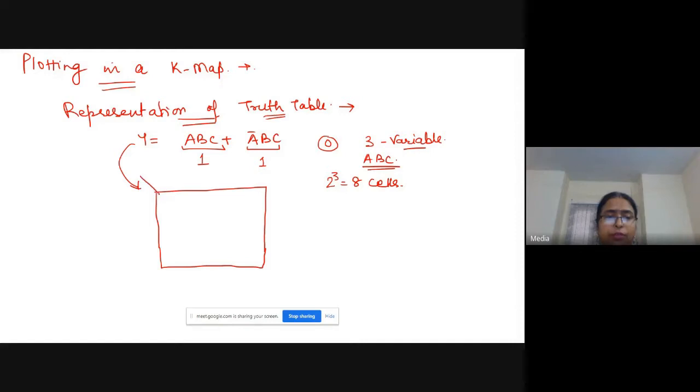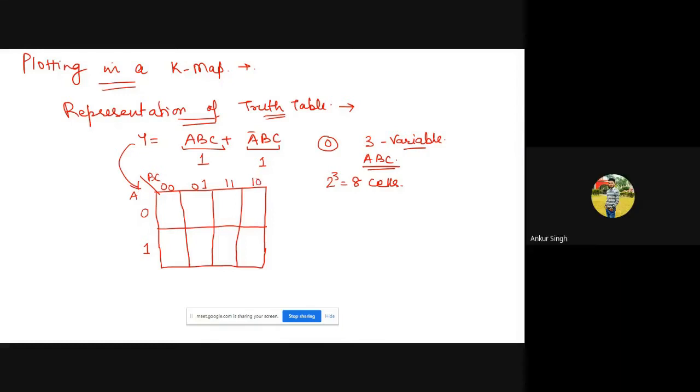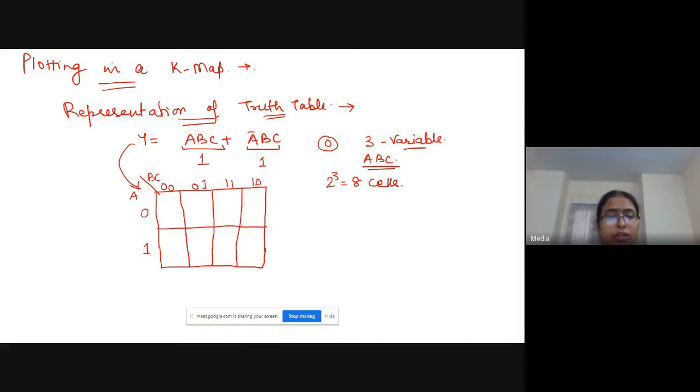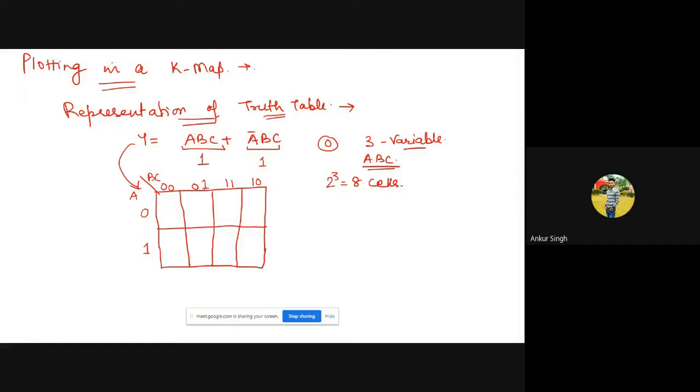So if we are talking about 3 variables, I'm taking A this side and B, C this side. A can have 2 values, 0 and 1, and B and C can have 4 values, 2 raised to power 2. So Ankur, for BC, we will start with 00, 01, then 11, and then 10, because it is following which code? Gray code, right? Yes, ma'am.